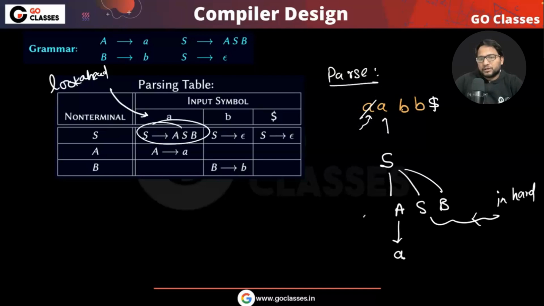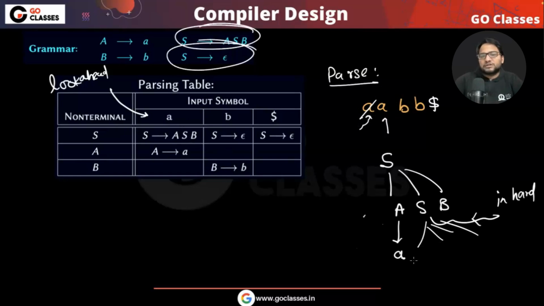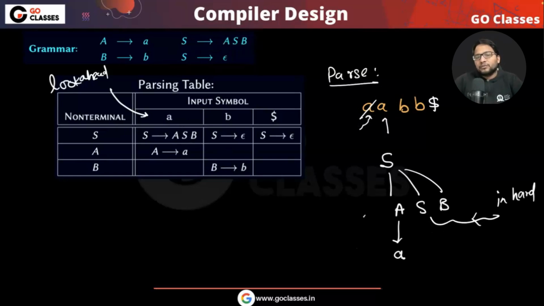You will go with this production. So that's how this table is helping. This table is just like a Google map, which means that if there are multiple ways to choose, let's suppose either you choose this production for S or you choose this production, then this table will tell you which one to choose.